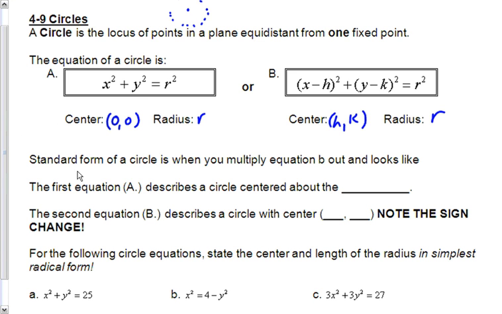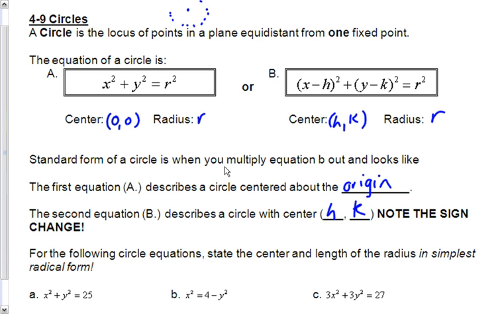Okay? The general form of the circle is when you multiply out that beast on the right. You have x squareds and y squareds and numbers times x and numbers times y and constants. Okay. The first equation we said is centered about the origin. Okay. And the second one is centered at h, k.